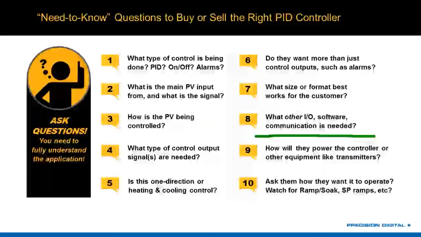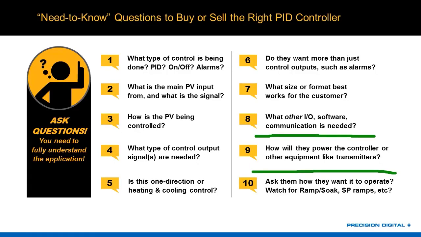Do I need other I/O? Software setup, monitoring, any other kind of communications. Because there are no 24-volt power supplies on these, because they're actively driven 4 to 20 milliamp outputs and they're not really designed to run transmitters, you don't have a 24-volt transmitter power supply like you might on a ProView or a Trident meter.